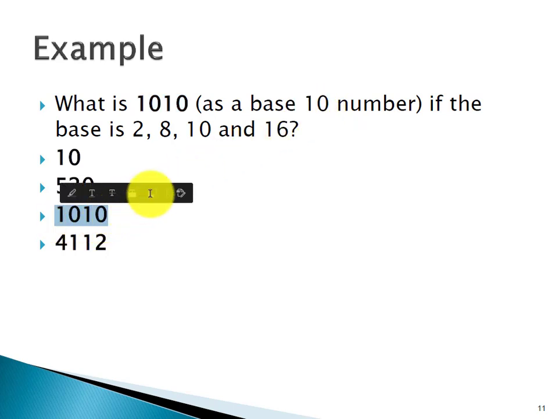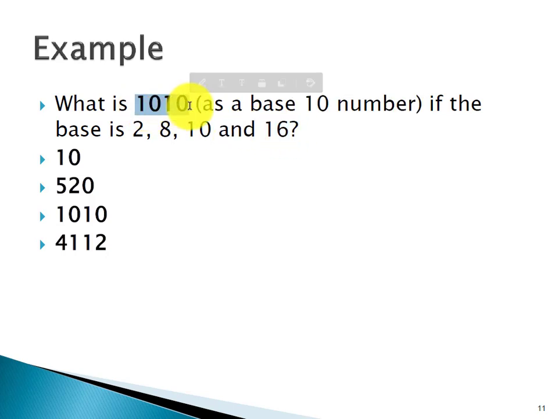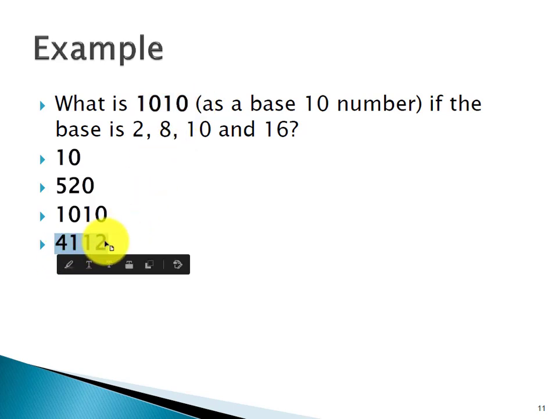And it's unique. Finally, base 16, if we assume this is a base 16 number, which it can be since it contains digits which are in the range of 0 to F, then you can say, well, it becomes 1 multiplied by 16 to the power of 3 plus 0 multiplied by 16 to the power of 2 plus 1 multiplied by 16 to the power of 1 plus 0 multiplied by 16 to the power of 0. And that will give you 4,112.